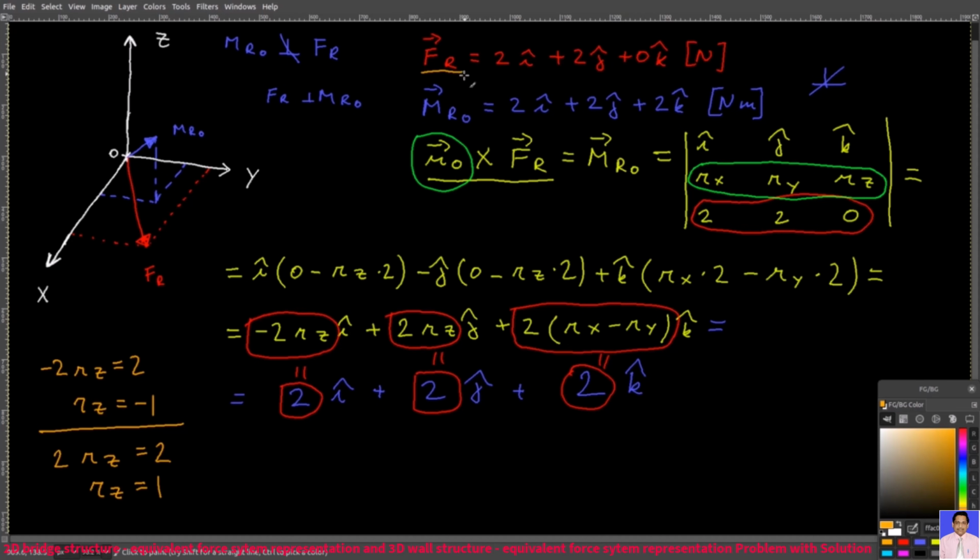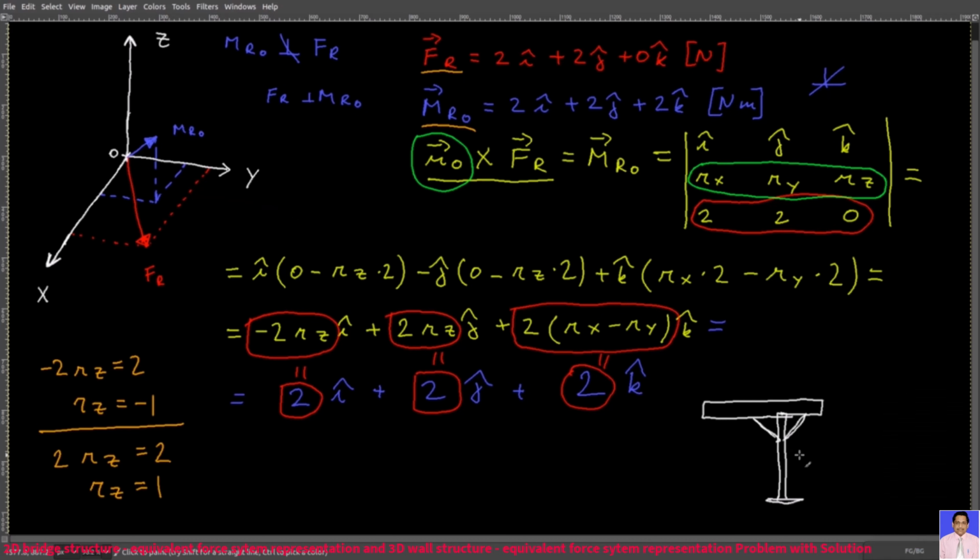If FR and MR0 are not perpendicular to each other, then you have to add an additional couple moment with your FR vector when you simplify your force-moment systems. Just like we did with this beam exercise some videos ago, and the pipe exercise that we also had some videos ago. Over there we had both FR and MR0.